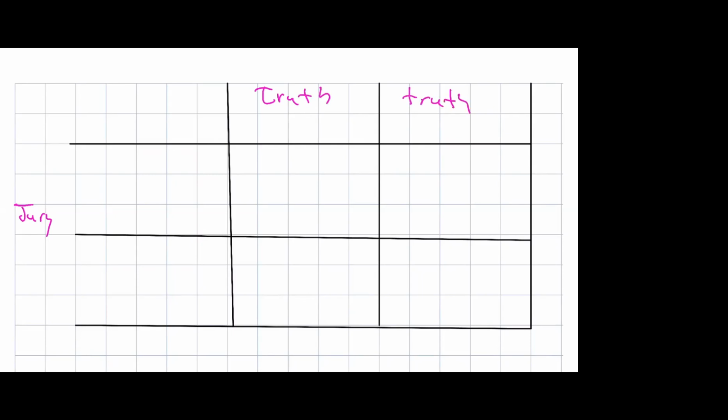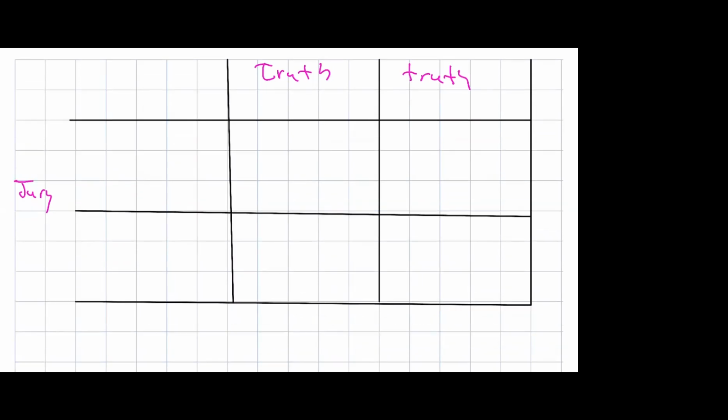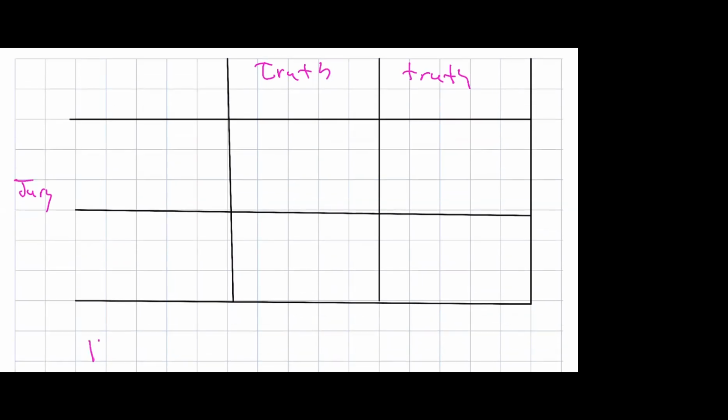Cool. All right, so we have innocent or guilty. But if you notice in the justice system, they never tell you you're innocent. They just say you're not guilty. So we'll go for guilty and not guilty. Okay, so let's figure out which one will be the null hypothesis. Which one should be the alternate hypothesis?